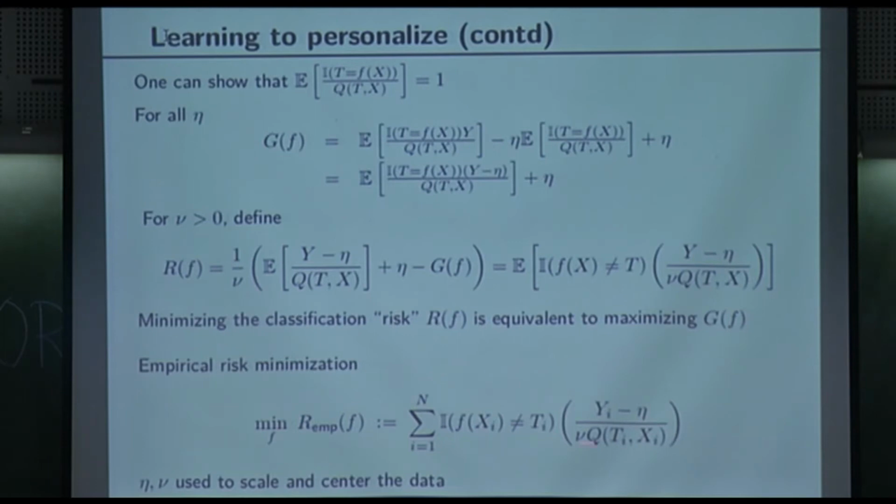The empirical estimate can be computed by looking at the f. The r empirical is nothing but the summation of i going from 1 through n, f of xi not equal to ti, times y minus eta divided by nu q ti xi. Nu and eta are used to rescale and center the data.